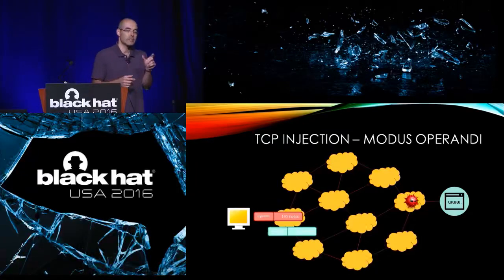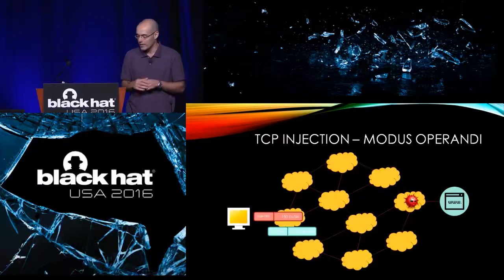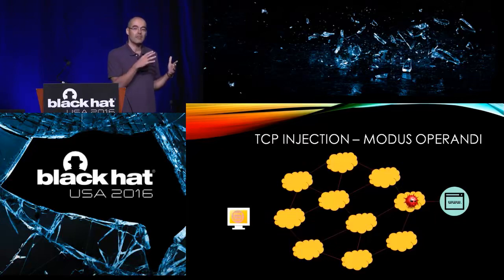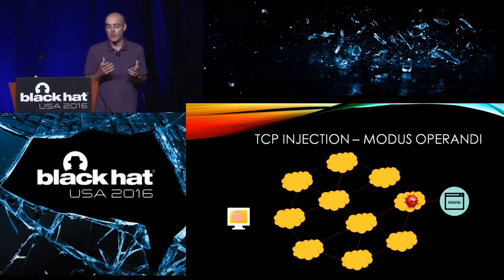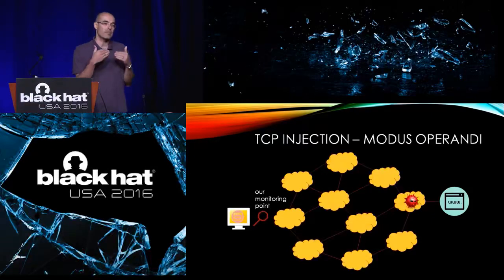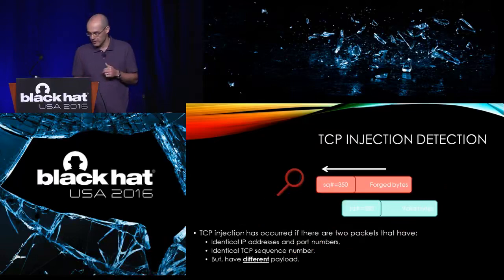The TCP stack will see the legitimate packet and it will say, okay, I already got those bytes with the same sequence number, I don't need them, and it will throw it away. And the client will see the forged website. Of course, if for some reason the legitimate packet wins the race, then the injection will be unsuccessful. Now, this is where we've done our monitoring, right on the border router of the edge network, very close to the client. And this is where we search for injections.